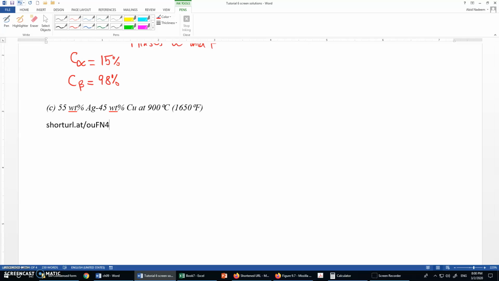So in this case, the phase is only liquid phase, and the composition of liquid will be 100 weight% liquid, which will be basically 55% silver and 45% copper.